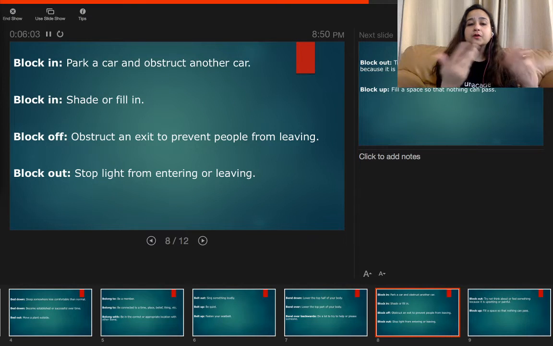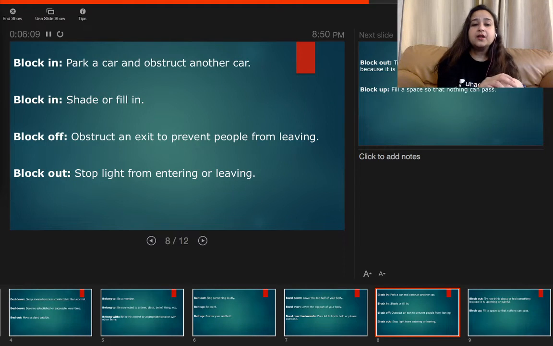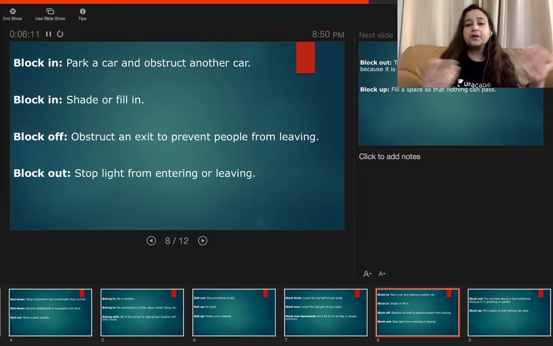And block out also is to stop light. So block out the light means to stop the light from entering or leaving. So you draw the curtains to block out the light in the morning when you are sleeping or something like that.